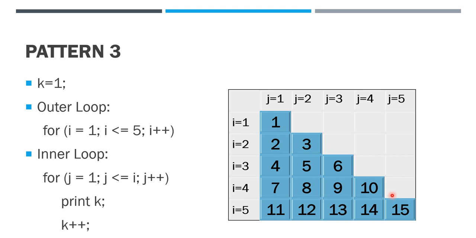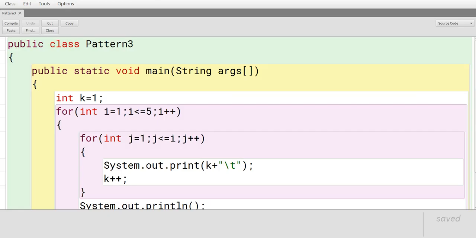So you're going to see this in BlueJ. Now you can see int k equal to 1. The loop is for int I equal to 1, I less than or equal to 5, I plus plus, and then the inner loop is for j equal to 1, j less than or equal to I, j plus plus. So it is a normal pattern type of loop, right? So it is an increasing pattern.